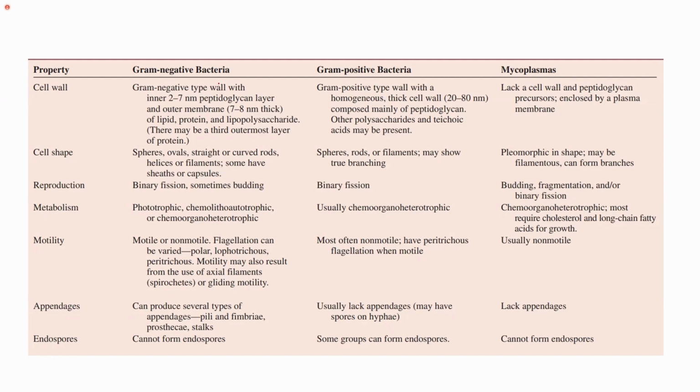So the cell wall in the gram-negative is mainly a 2 to 7 nanometer thick peptidoglycan layer, while in this we have a homogeneous cell wall, which is 20 to 80 nanometer thick, mainly composed of peptidoglycan. It consists of lipopolysaccharide as well, while the mycoplasma does not have a cell wall and peptidoglycan precursors and is enclosed just by a plasma membrane. The cell shape is sphere, oval, rod, curved, etc. And similarly, gram-positive bacteria may be of such shape. While mycoplasma, since it lacks a cell wall, has flexibility in shape and is pleomorphic, right?